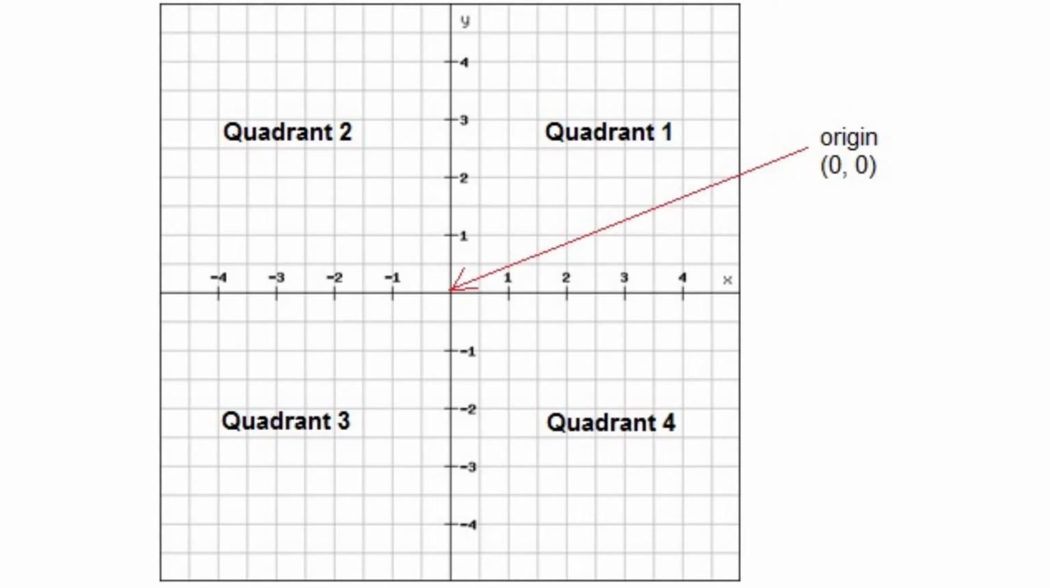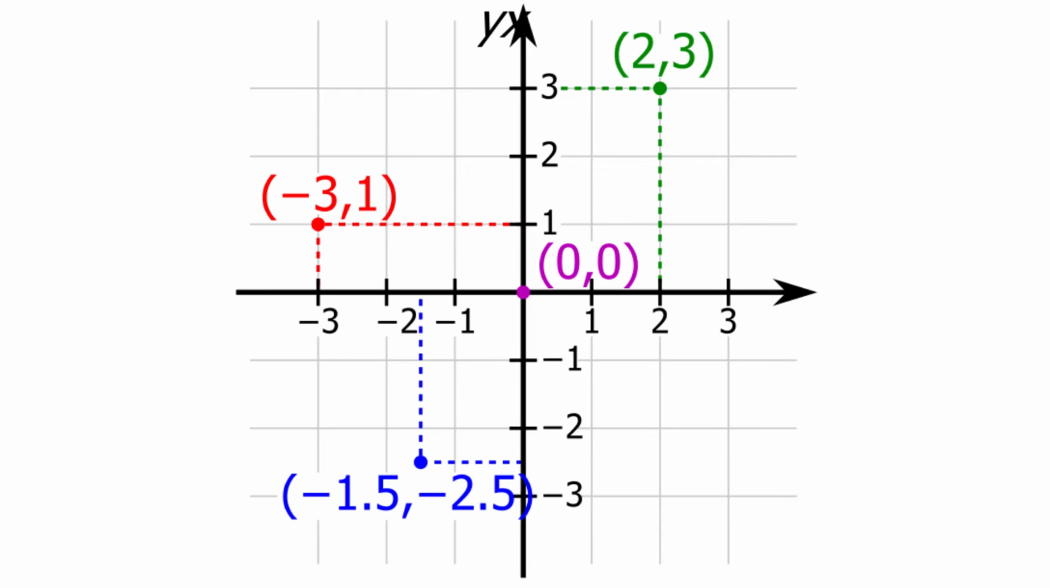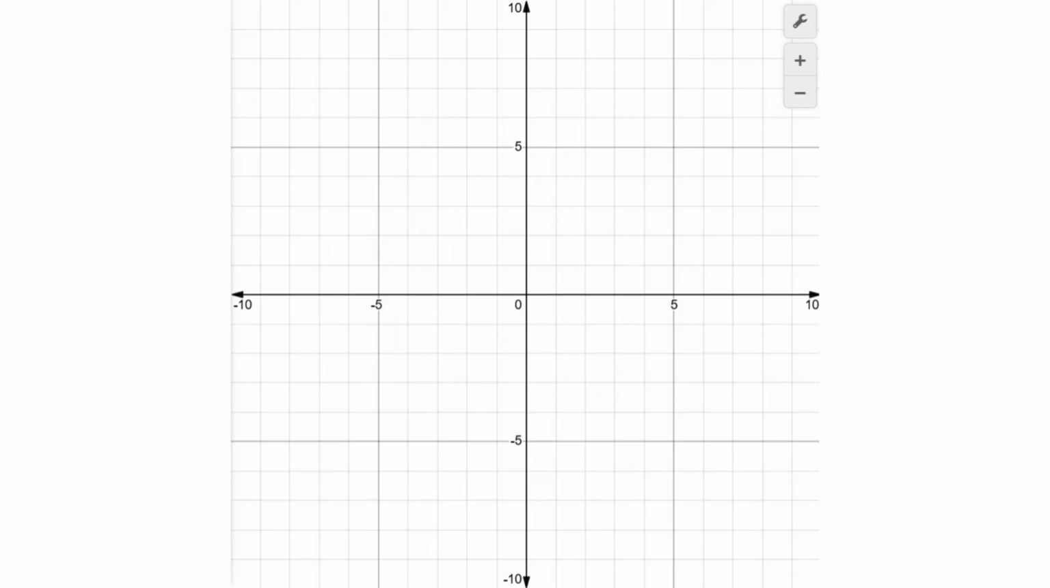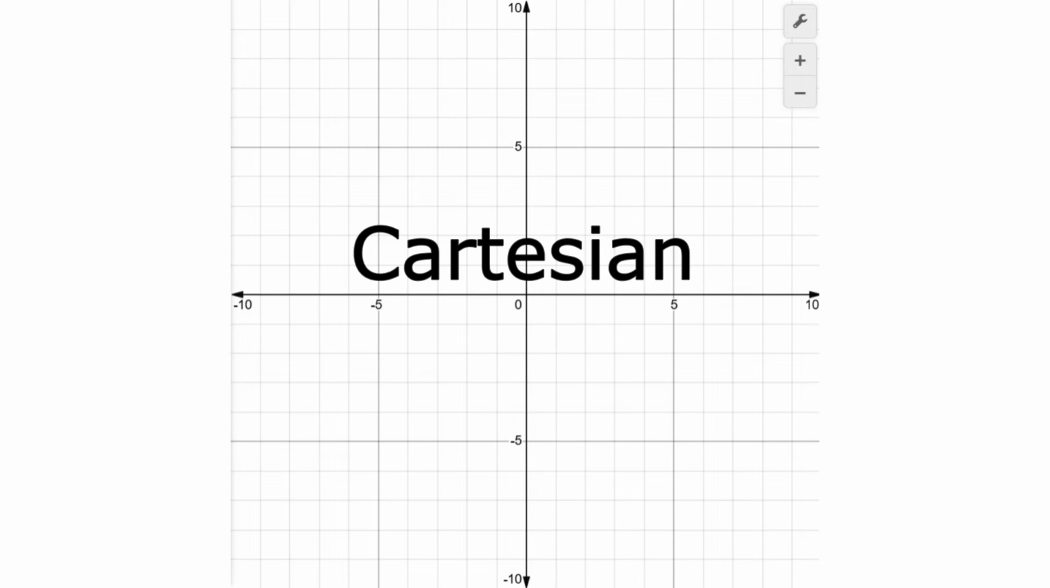I bet you know what coordinates are. The XY coordinates are the most common, as they intuitively describe position in 2 dimensions. But what if I told you there was another coordinate system, which is sometimes better than this one? The XY coordinates are called the Cartesian coordinates.